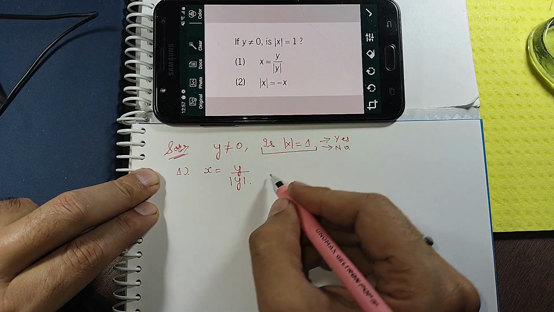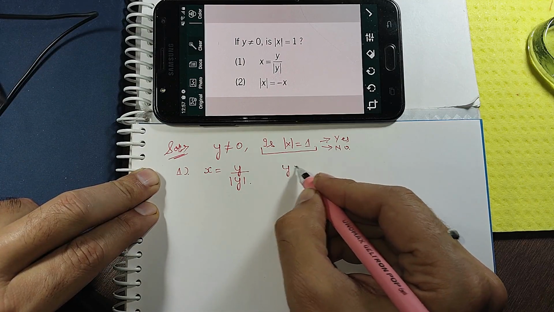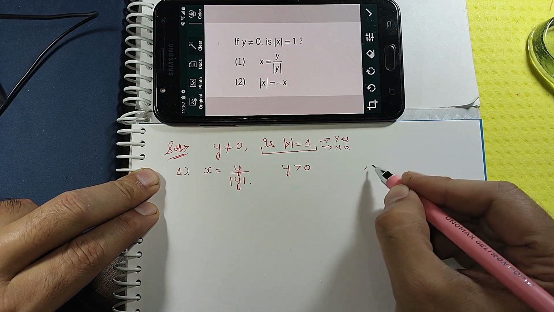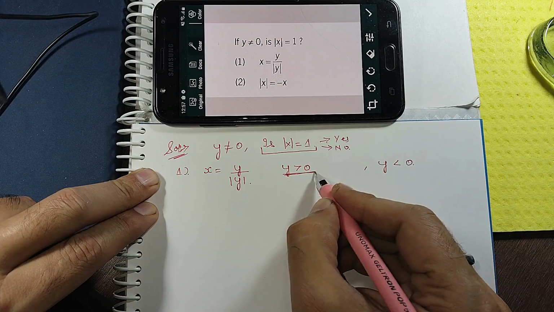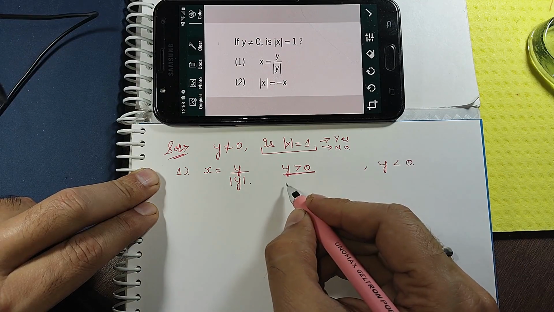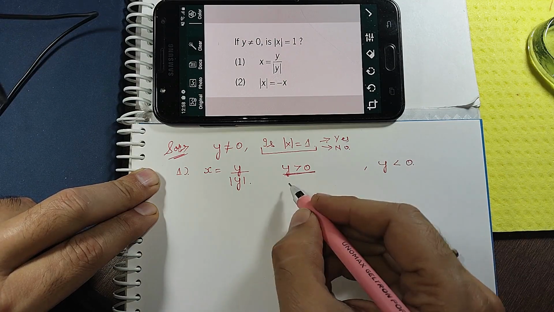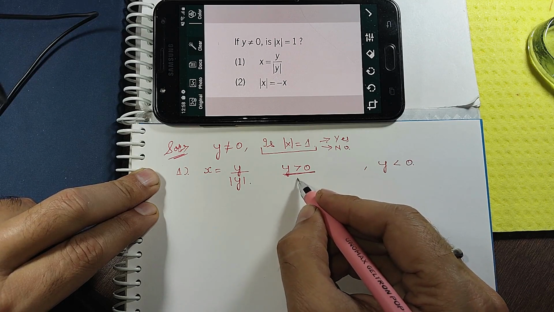Now two cases arise here. One case will be y is greater than 0 and the other case will be y is less than 0. Now first we will go with this option. Now if y is greater than 0, then mod of y is equal to y. So in the numerator also it will be y.